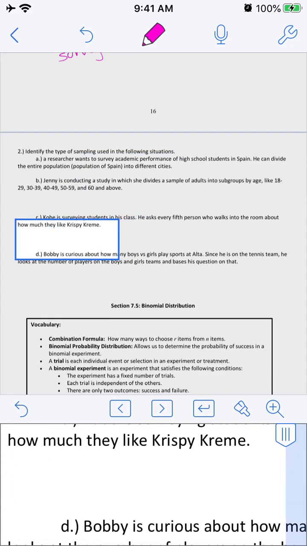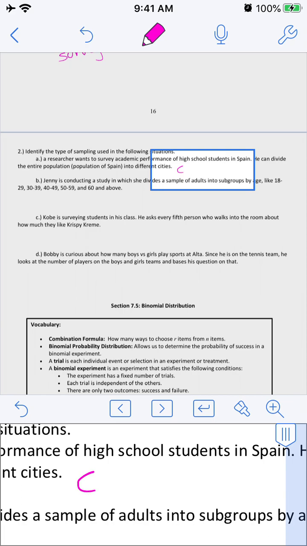So, a researcher wants to survey academic performance of high school students in Spain. He can divide the entire population of Spain into different cities. Okay, so he wants to divide them up, but he's going to keep the entire population. That sounds clustery to me. Cluster. We don't know if he's from Spain, so I wouldn't really call that convenient, right? Who knows? We don't know.